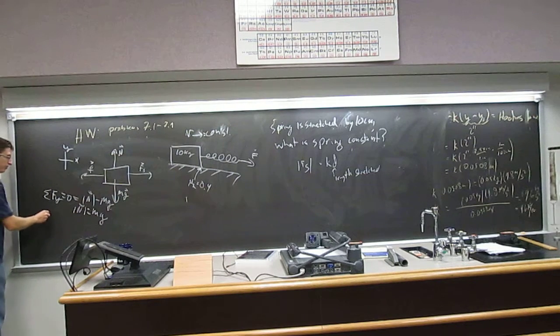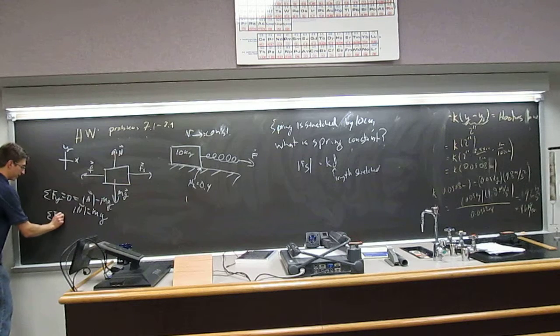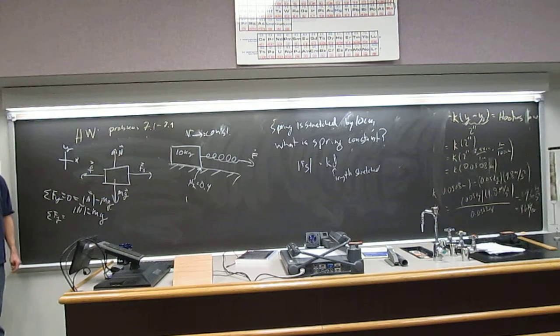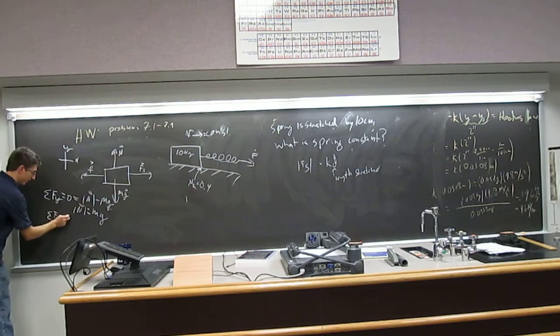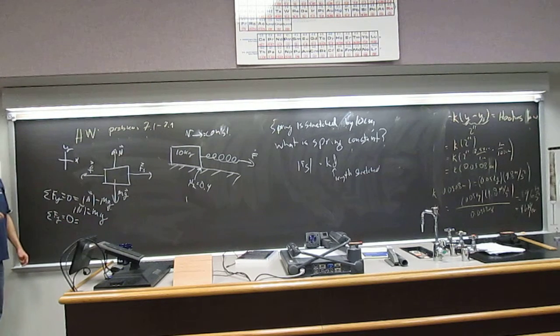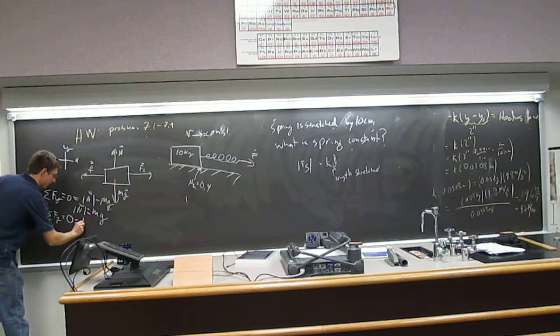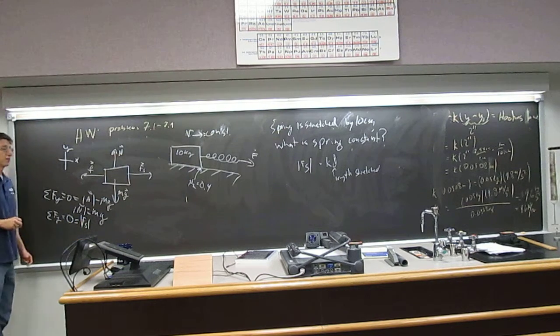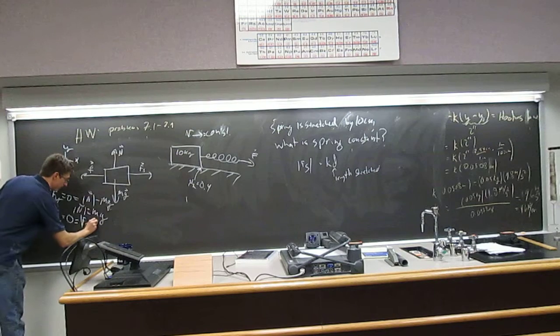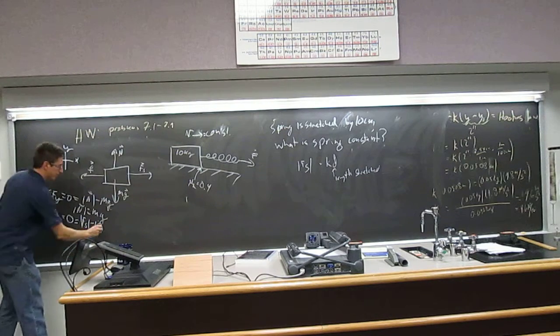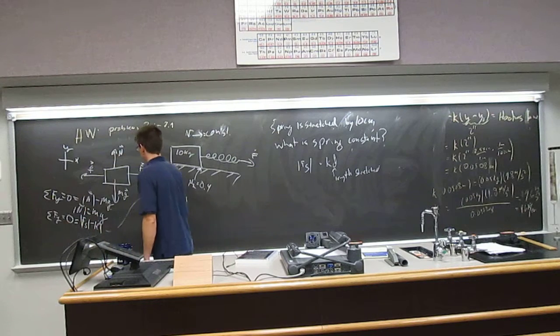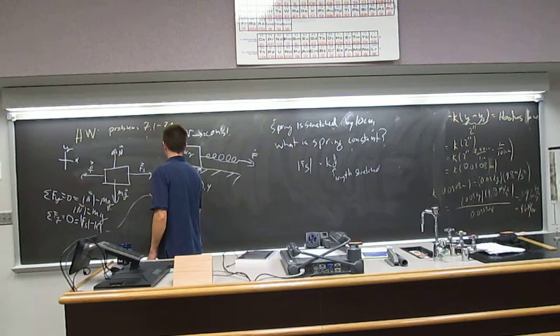How about the sum of forces in the x direction? What's it equal to, first of all? It's 0. Why? There's no acceleration. It's moving at a constant speed, or constant velocity, so it's not accelerating. So 0 equals the spring force minus the friction force. So we can say the spring force is equal to the friction force, right?